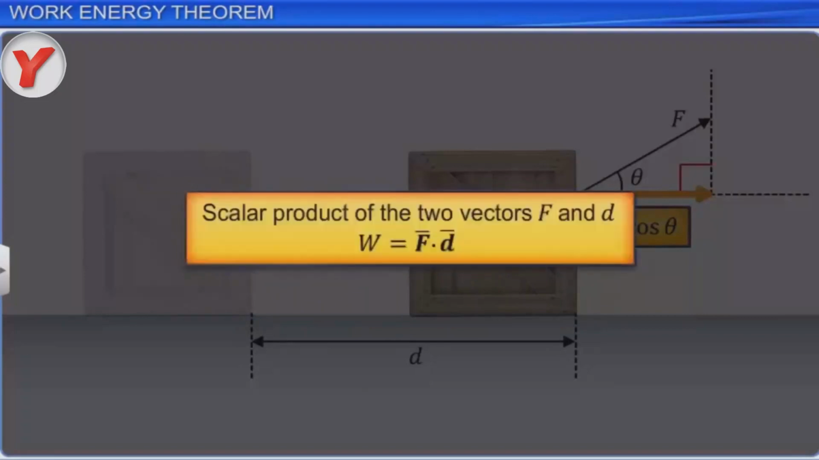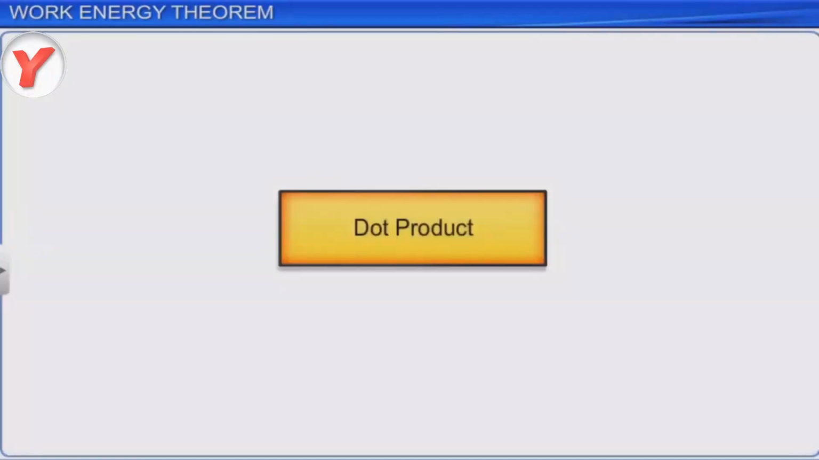In vector form, it is denoted by a dot in between the two as shown, and it's read as F dot D. Hence, it is also referred to as the dot product. Now let's understand dot product in detail.